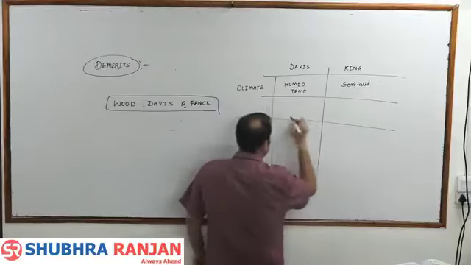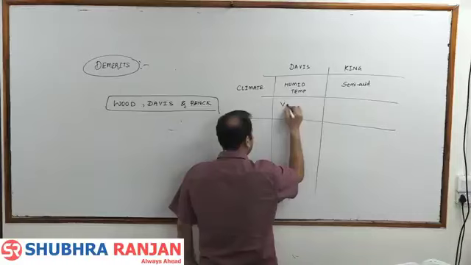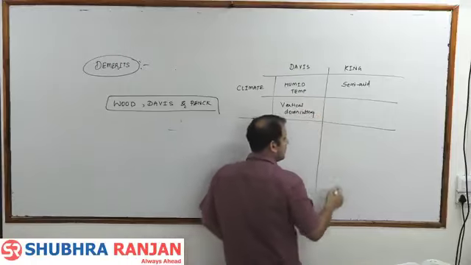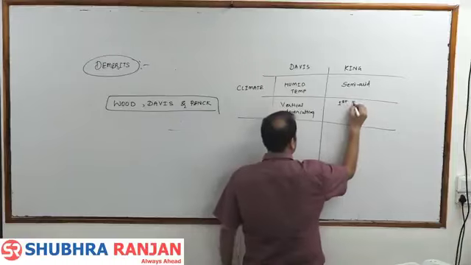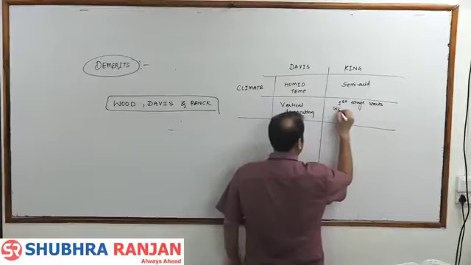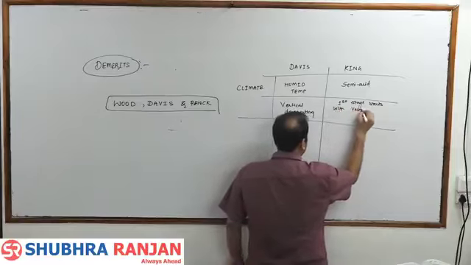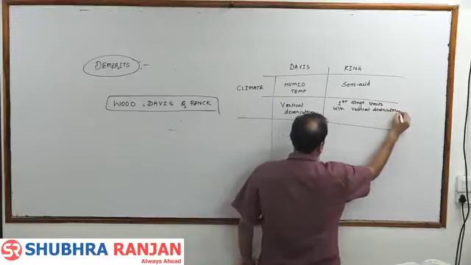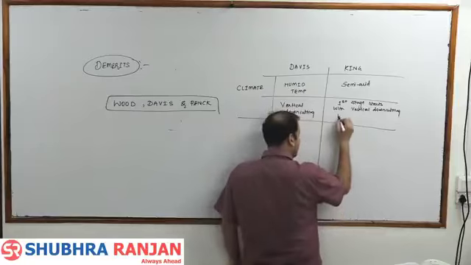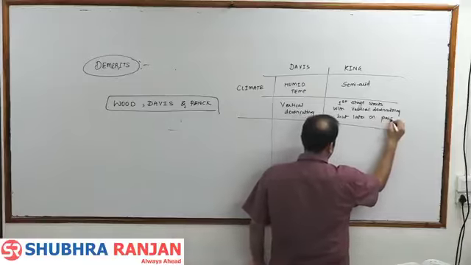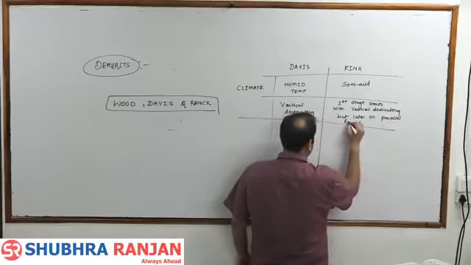Process: vertical down cutting. इसमें first stage starts with vertical down cutting, but later on parallel retreat.